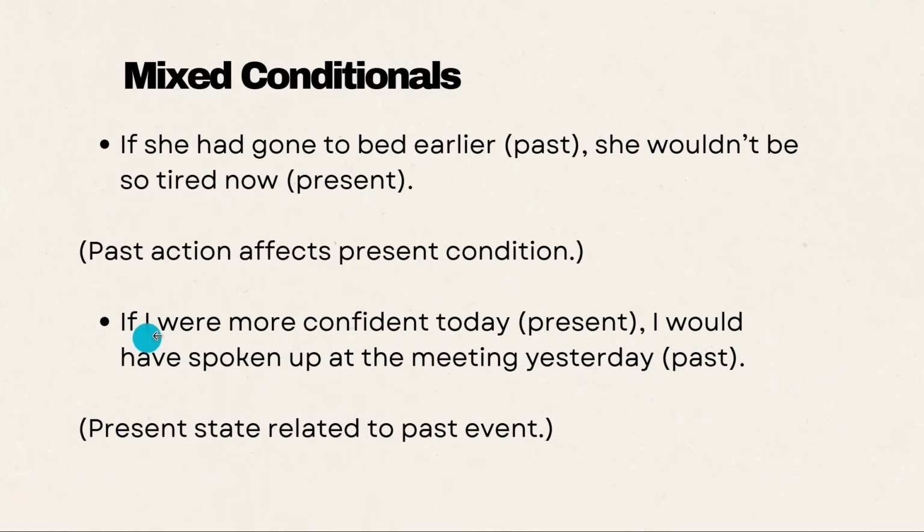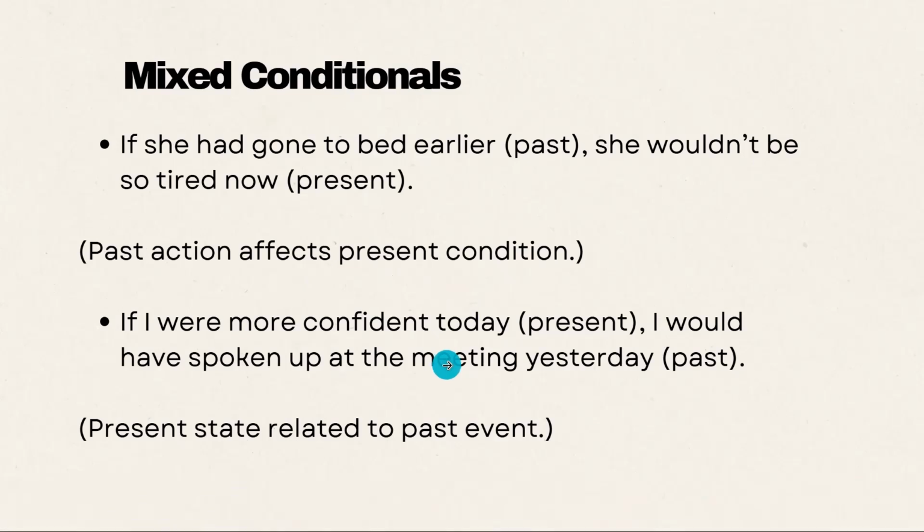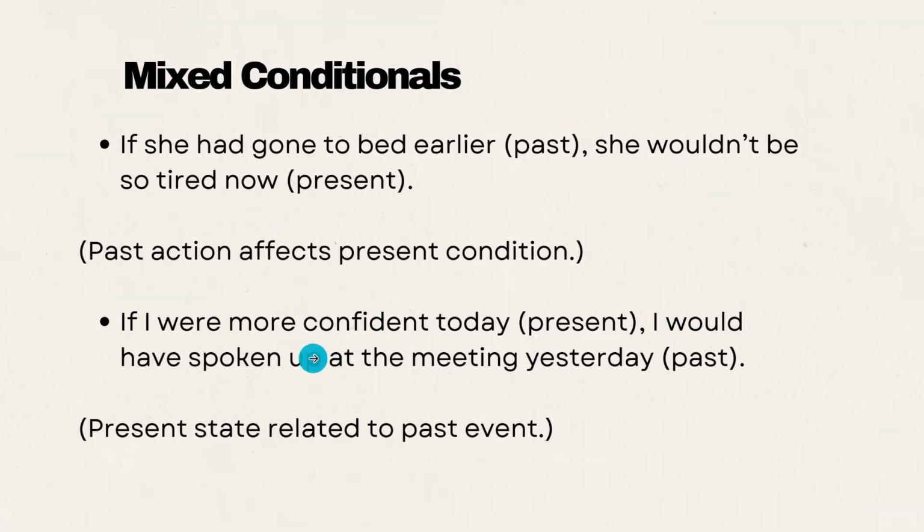Another one, if I were more confident today, so that's in the present, I would have spoken up at the meeting yesterday. In reality, I am not confident today, and because of that, I imagine a different past where I could have spoken up. This sentence connects a present condition to a past action that never happened. So mixed conditionals mix time frames to show how one time affects the other.